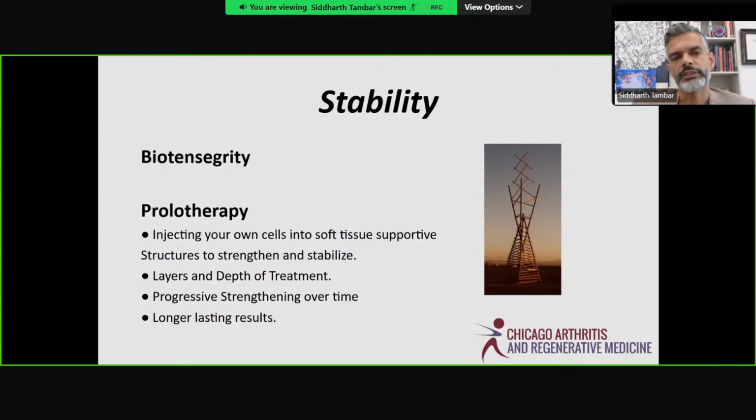There's this concept in architecture called tensegrity, which means that if you take individual units that separately are weak, if you put them in close approximation and compression, you now have a structure that's much stronger. This concept in medicine and biology is called biotensegrity. So prolotherapy is the idea of injecting your own cells into those soft tissue supportive structures around a joint or tendon that's been damaged. Treat all the different layers that are there to support that joint. And if you do that, you can strengthen the supportive structures, which then leads to progressive strengthening over time of that unit, which then gives better pain relief and functional improvement longer term.